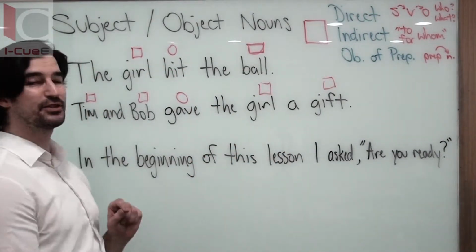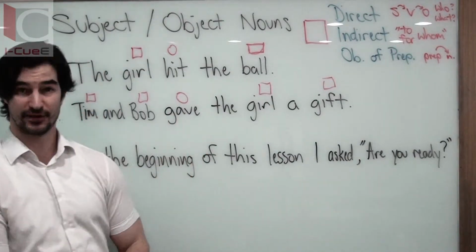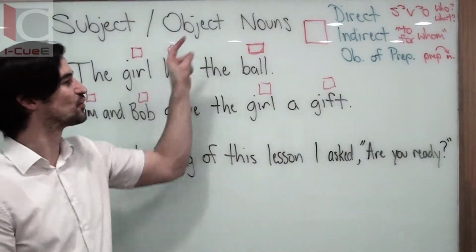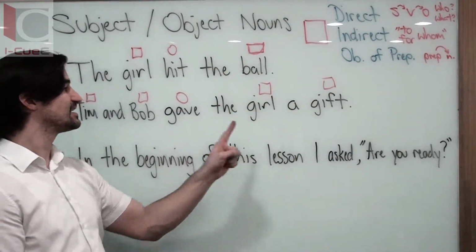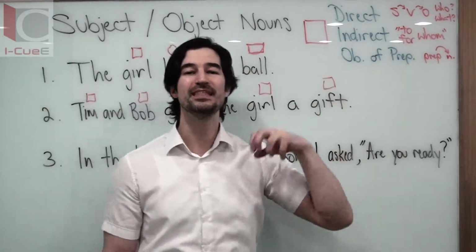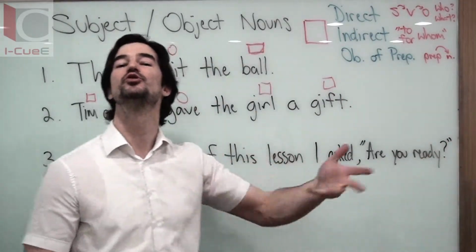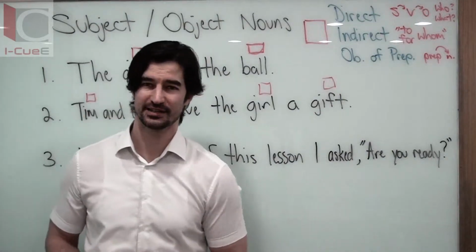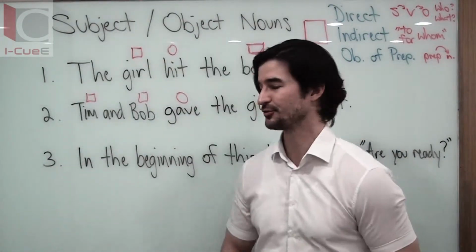So here, Tim and Bob are the subject, gave is the verb, gift is the direct object, it is what they gave, and girl is whom they gave the gift to. So girl is your indirect object. Let's look at example number 3.